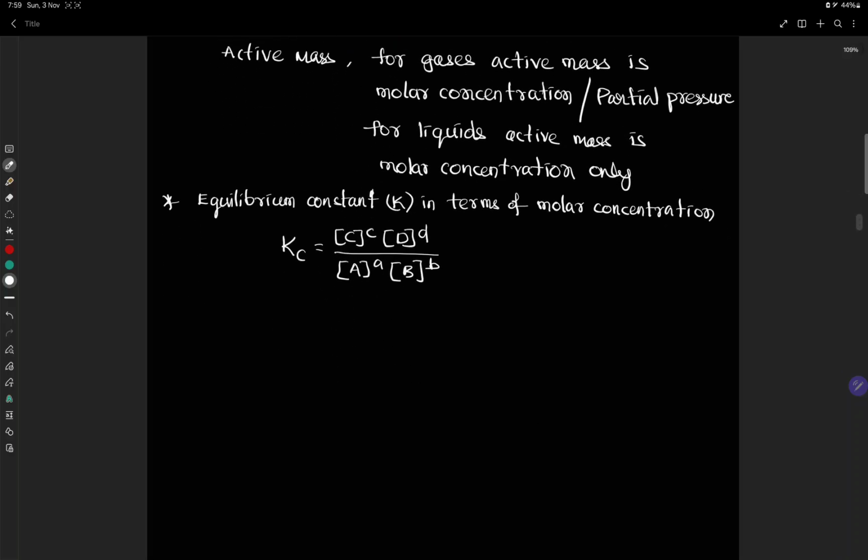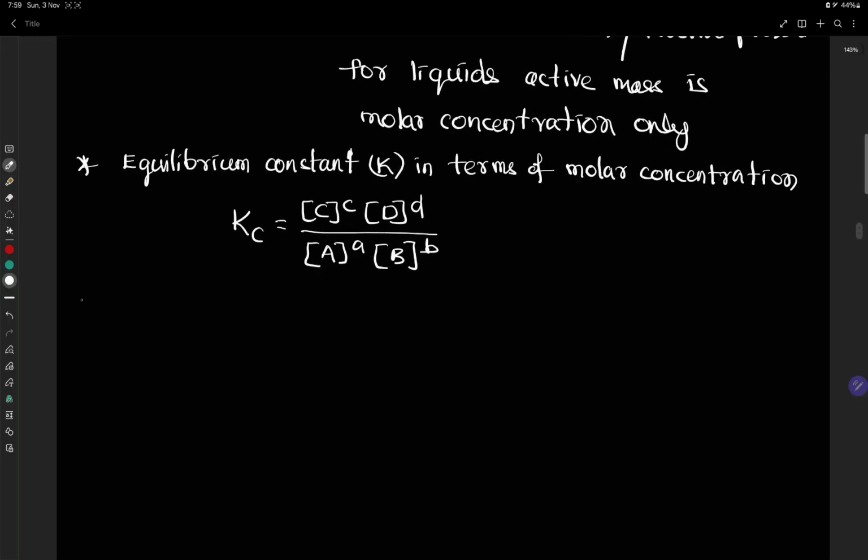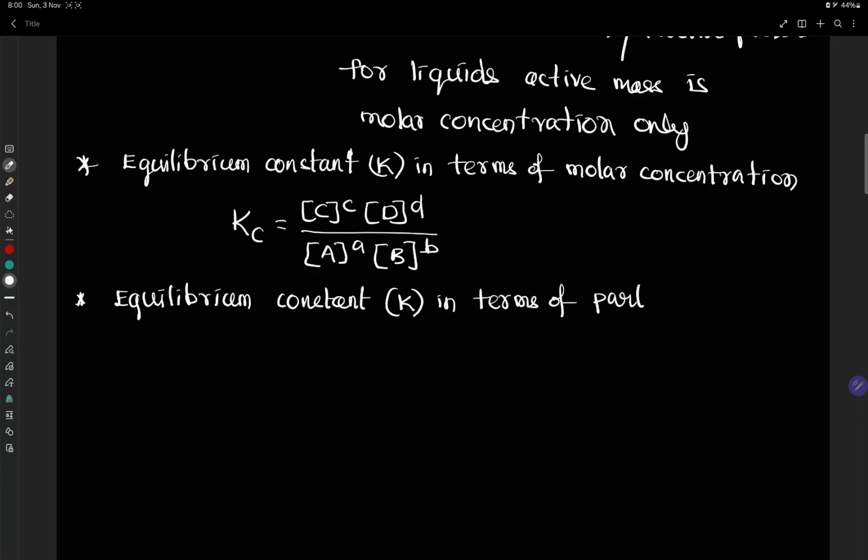In a similar way, the equilibrium constant in terms of partial pressures.